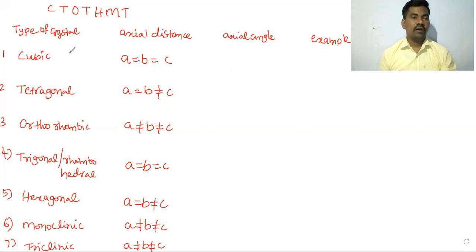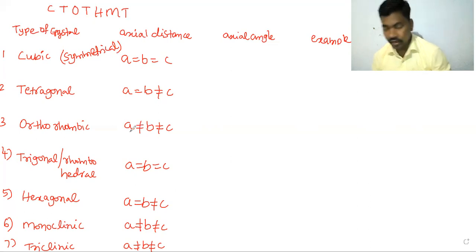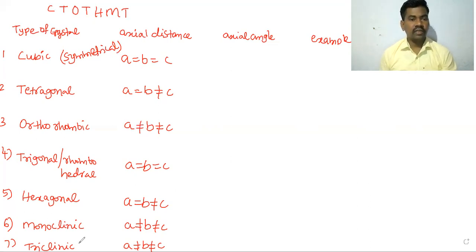So the most symmetric crystal system is cubic, the symmetrical or stable system, and triclinic is unsymmetric. The most unsymmetric system is the triclinic system, and the most symmetrical system is cubic.